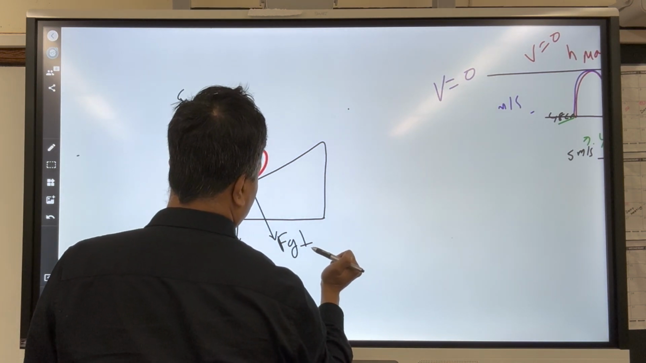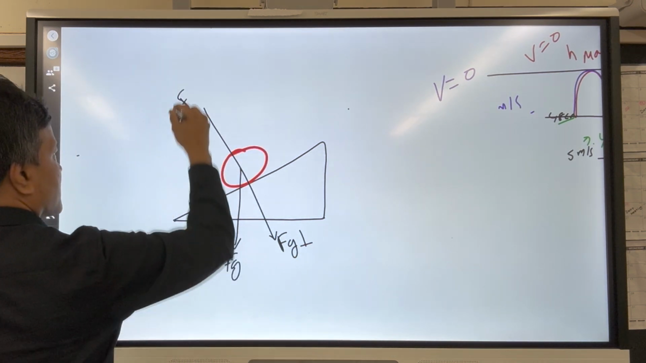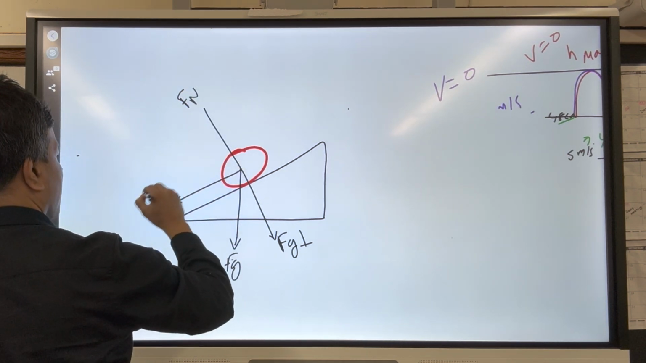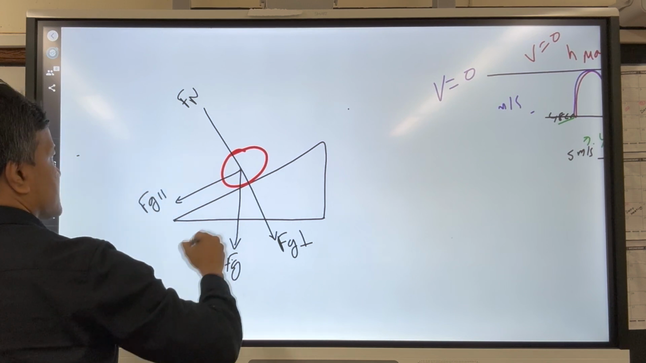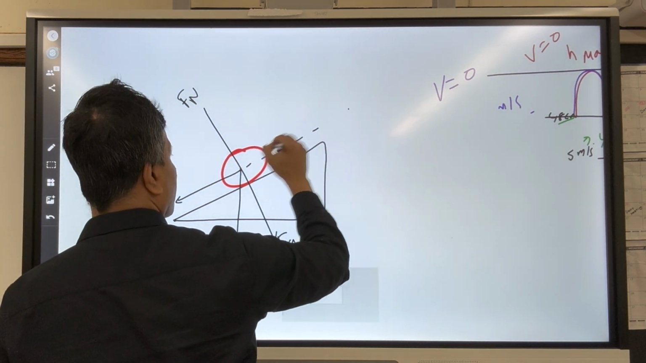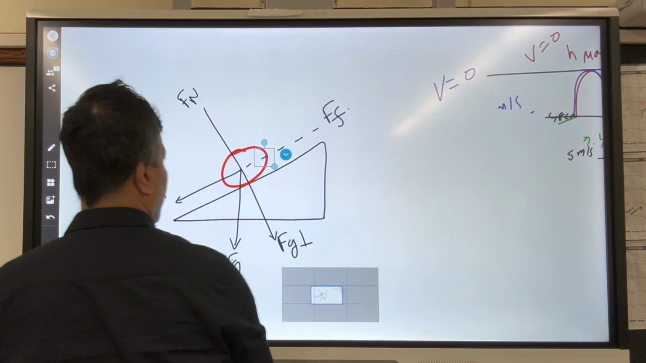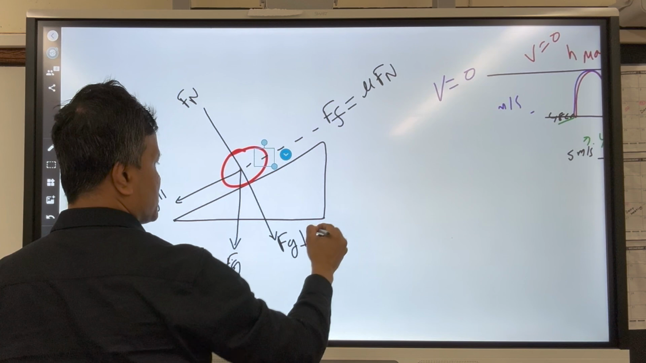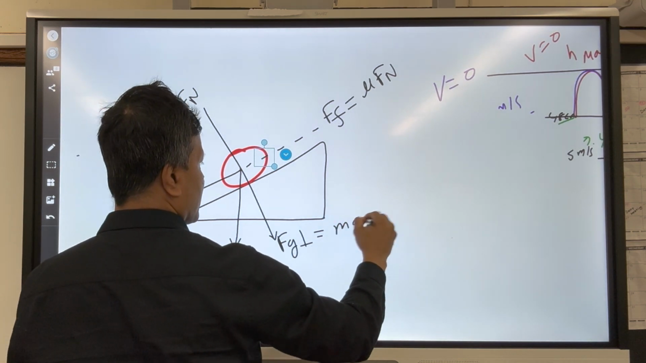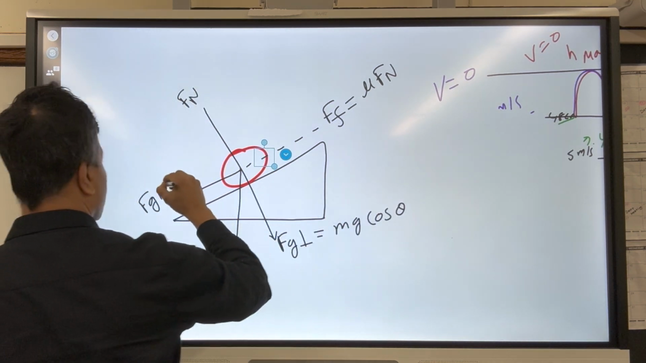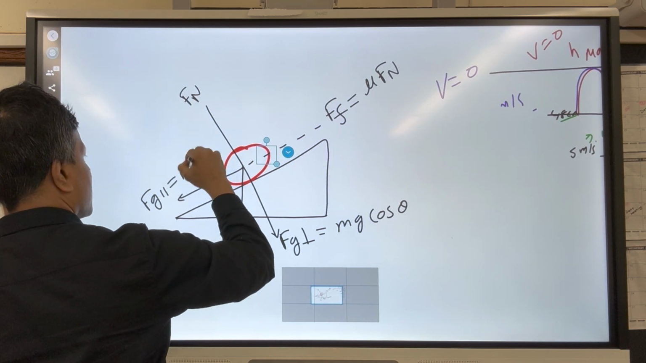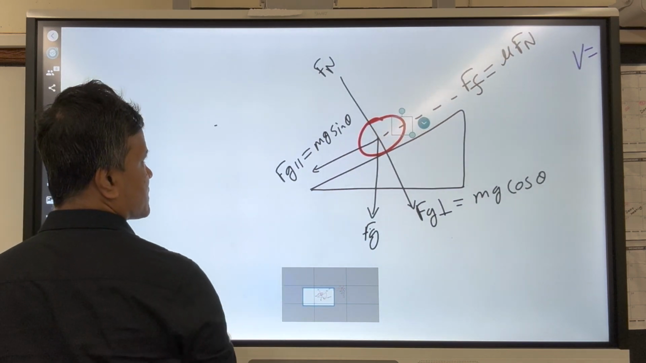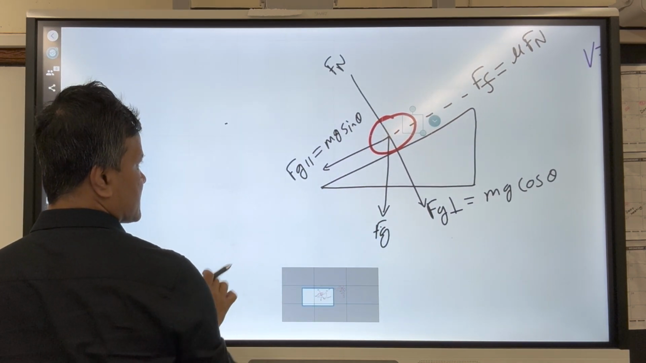This one is called F normal, and this is called Fg parallel, and this is of course Ff. Ff is mu Fn. Fn is mg cosine theta. This is mg sine theta. So, to make a long story short, what is acceleration?